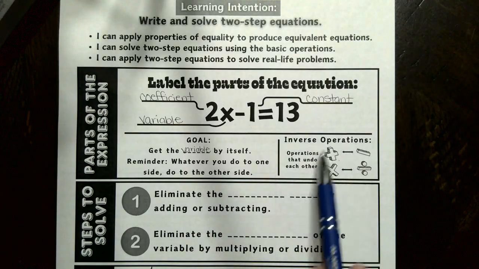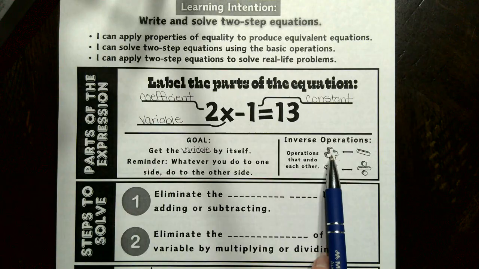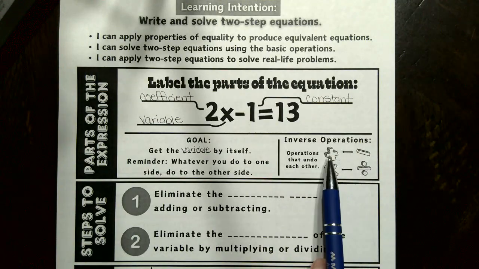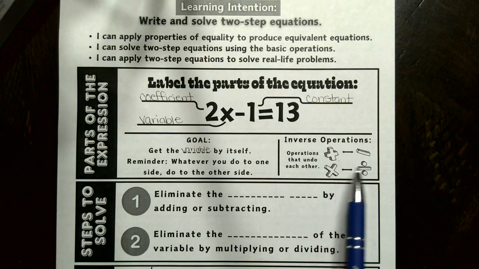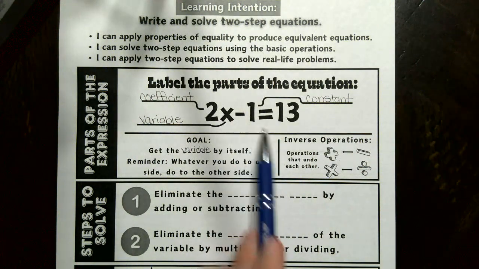And here's a reminder of your inverse operations. Inverse operations are operations that undo each other. If you have addition, you're going to use subtraction to get rid of it. If you have subtraction, use addition. Multiplication, you'll use division. If it's already division, then you're going to use multiplication. So if I was looking at this term, if I need to get the variable by itself, what do I need to get rid of?